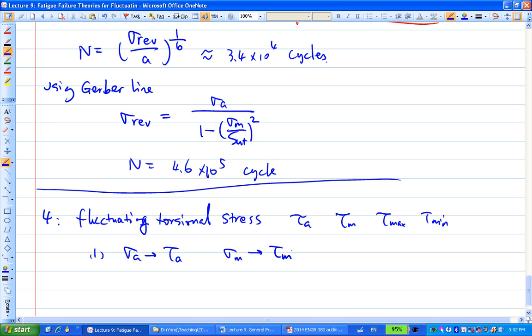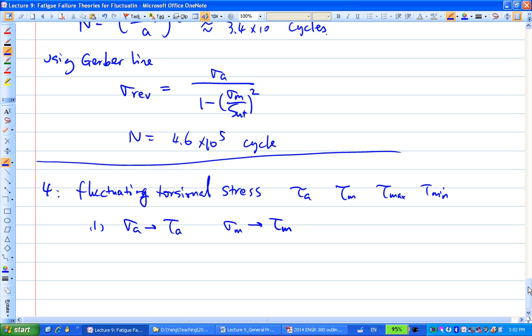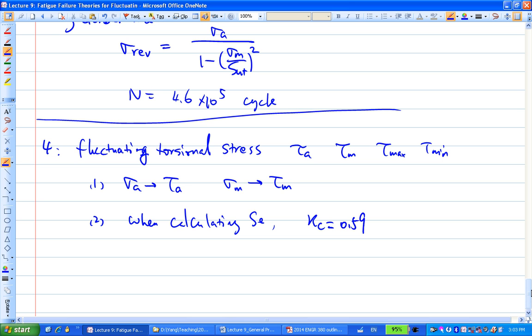So you have those design equations, those safety factor design equations, right? Replace the sigma a, sigma m with tau a and tau m. And then, when calculating Se, now remember, when you calculate the Se, there is this kc loading factor. The loading factor needs to be applied at 0.59. So when you calculate Se, set this kc to 0.59.